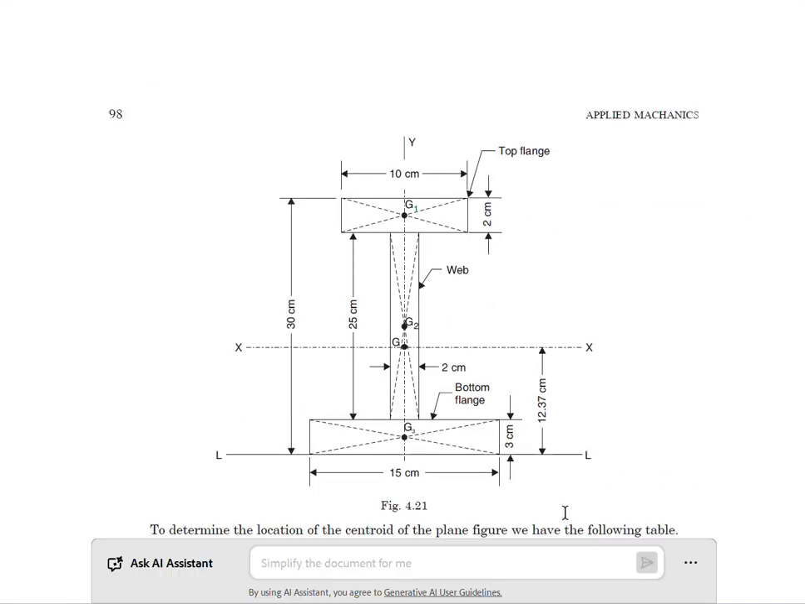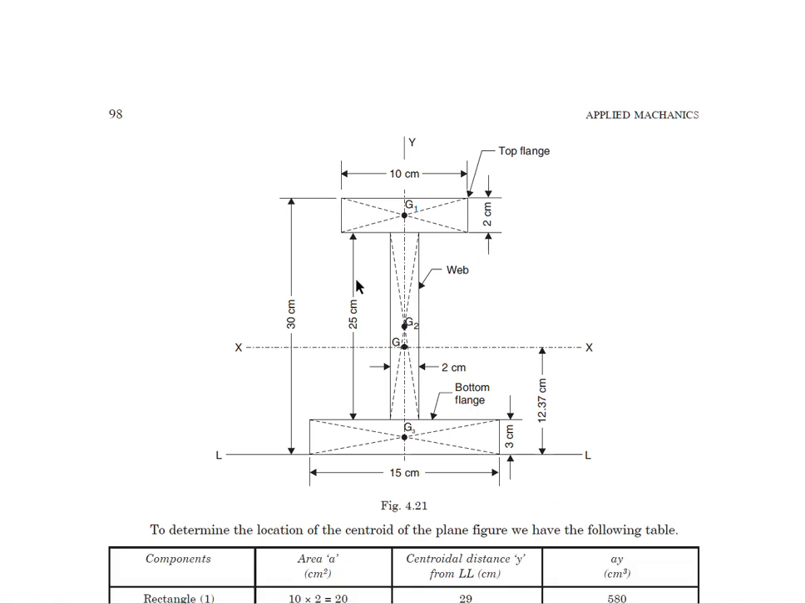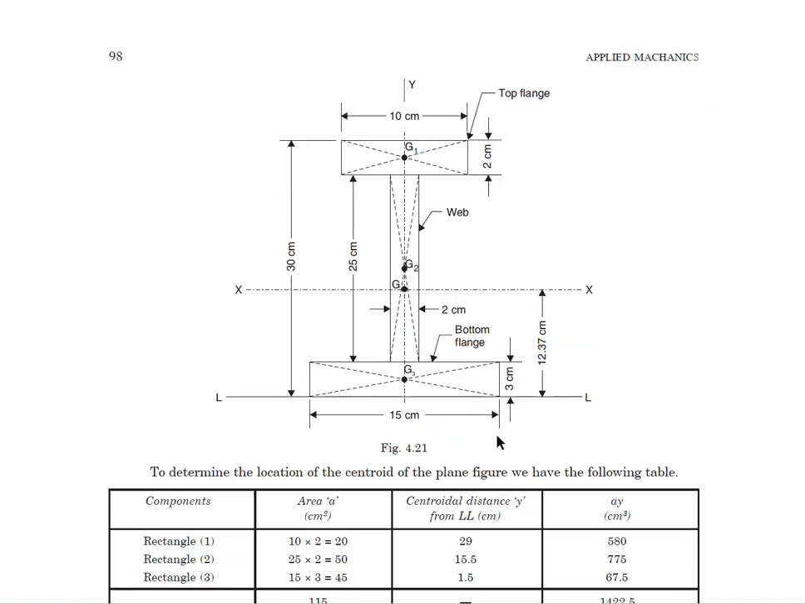So this is one rectangle of 10 into 2, and then you have another rectangle of 25 into 2, and the bottom one is 15 into 3. Okay, so these are three areas. The only difference between the first figure and the second figure is that here all the CGs are lying on the y axis. So we may not worry about finding the x position, because ultimately the centroid will be on the y axis only, and for the y axis that means the x position is fixed.